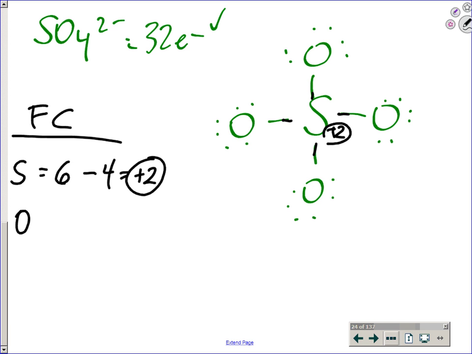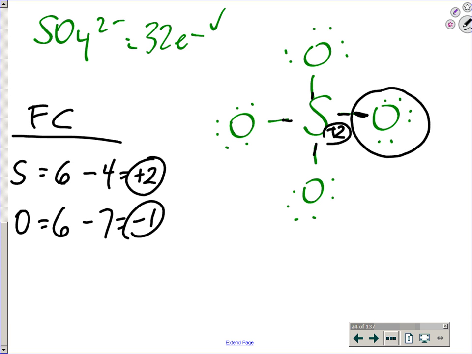Oxygen, and all these oxygens are exactly the same. So each of these oxygens should have 6 valence electrons assigned from the periodic table. But according to how this is drawn, I have 2, 4, 6 from the lone pair, plus 1 from the bonded pair, so it's how many? 7. 6 minus 7 is a negative 1. So each of these oxygens, all the way around, has a negative 1 formal charge.